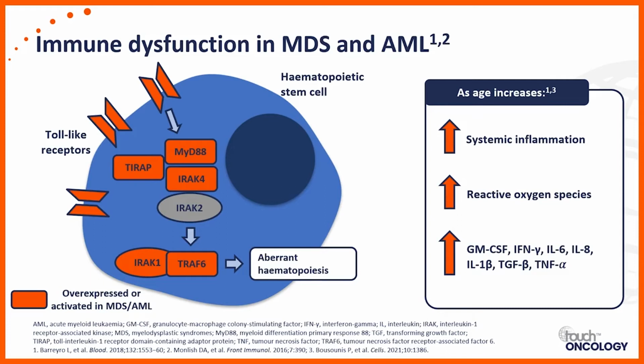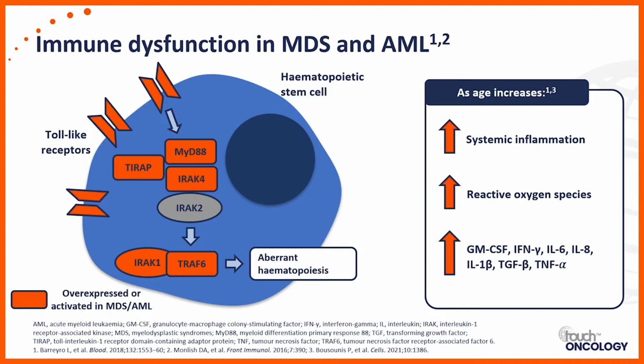MDS and AML are a disease of the elderly, and we know that age is also associated with a state of inflammation. So inflammation in the bone marrow, in the microenvironment, in the osteohematopoietic niche is very common. And this inflammation is driven by several players. Also, it is known that certain proteins are actually overexpressed or activated, driving this inflammatory process, like IRAK4, like MyD88, IRAK1, and others.